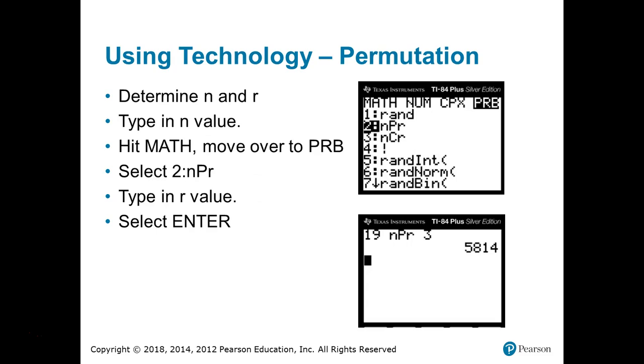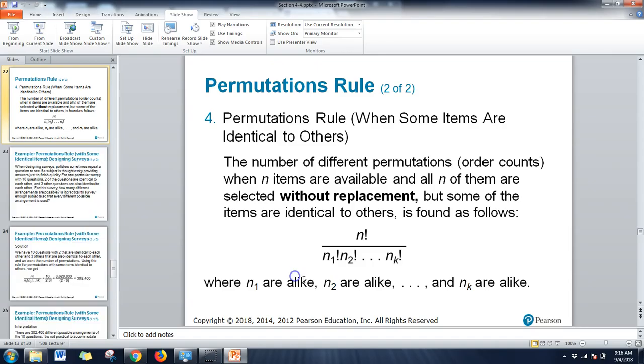So how do we do that using technology? I use a TI-84 for these. So first you determine your n and your r value for when you want to do a permutation using the TI-84. Then you type in your n value, and then very similar steps to when we did factorial, but instead of hitting 4 for the exclamation mark, now we're hitting 2 for nPr. Then just hit enter.